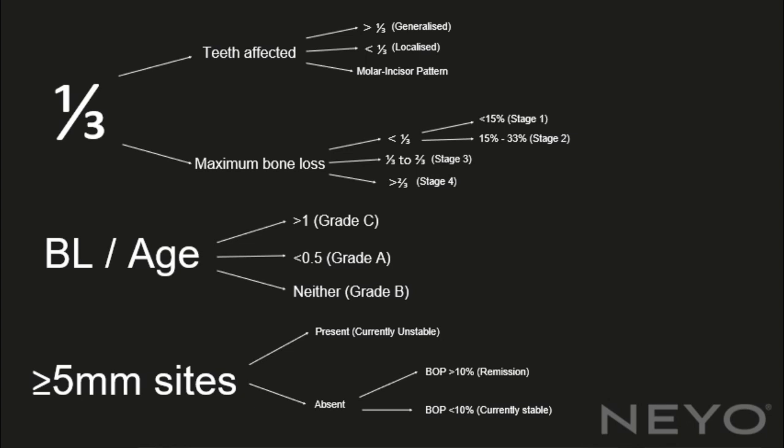Finally, are there 5 millimeter or greater sites present? This would be true if you have a BPE of 4 present. For patients with treated periodontitis and without pockets of 5 millimeters or greater, the 10% full mouth bleeding score threshold is used to distinguish between remission and stability. Remission is much more common than stability.